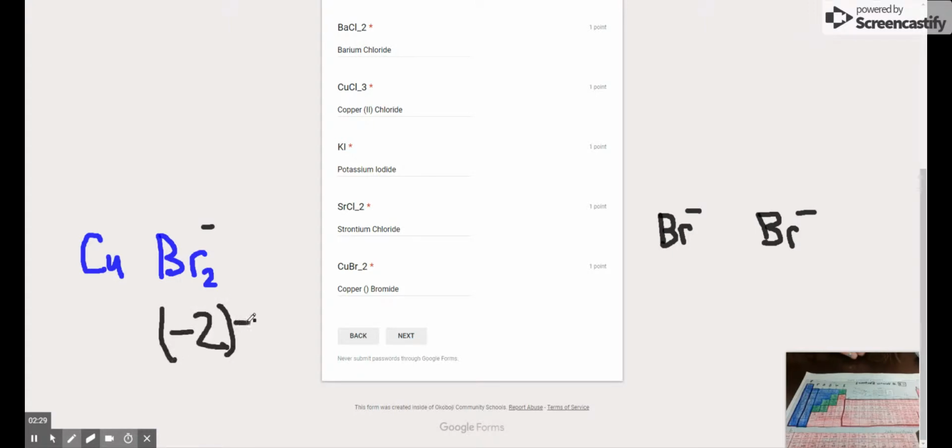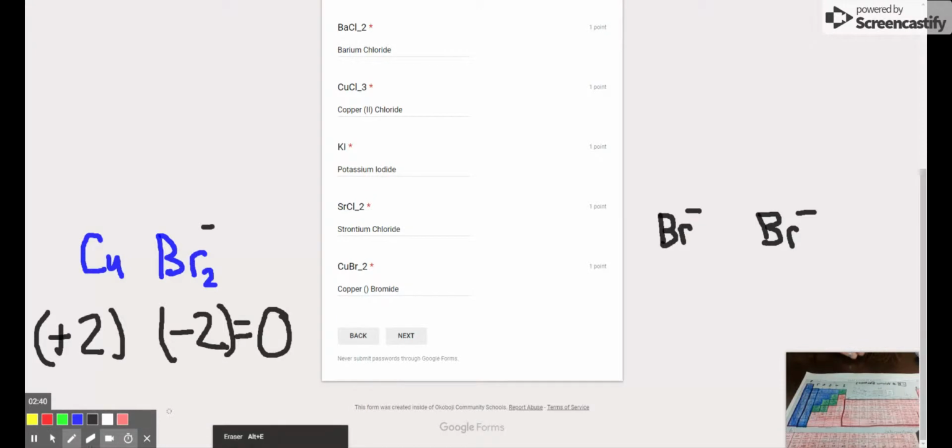Now you ask yourself, what do you need to add to -2 to get 0? You add 2. So copper has a positive 2 charge. That tells you to put a Roman numeral 2 in parentheses behind copper to tell everybody that this is the copper that has a positive 2 charge.